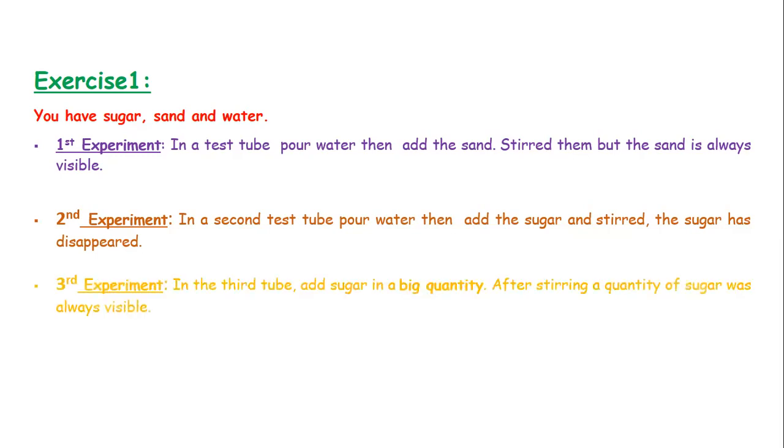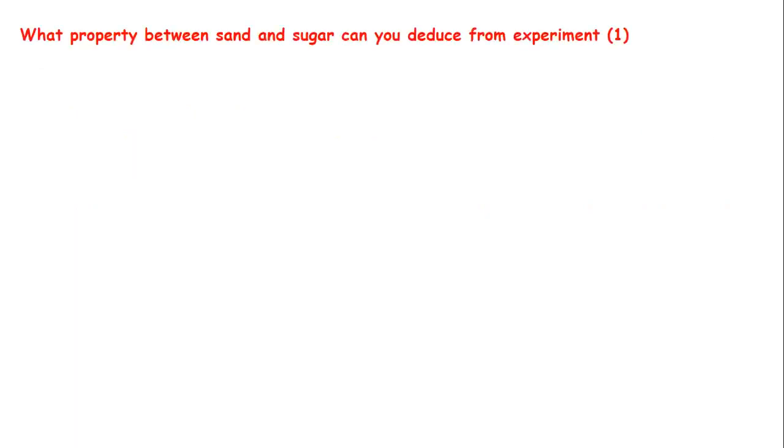Third experiment, in the third tube, add sugar in a big quantity. After stirring, a quantity of sugar was always visible. What property between sand and sugar can you deduce from experiment 1?